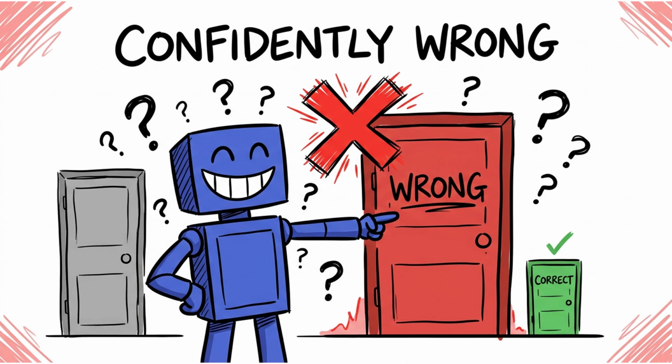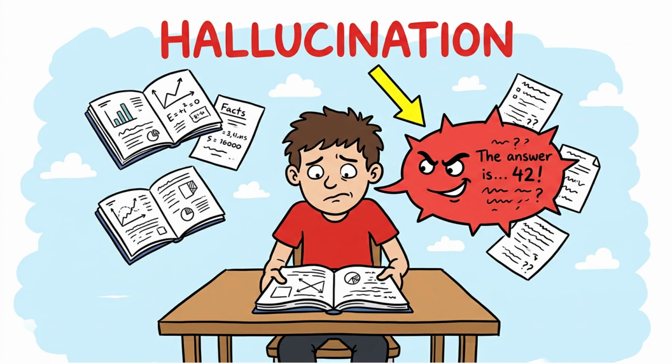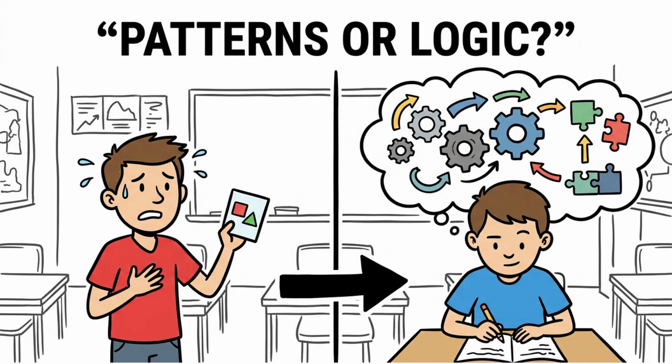It starts to guess. Sometimes those guesses are confident. Sometimes those confident guesses are completely wrong. Researchers call this a hallucination, but really, it's just the memorizing student, staring at a question that doesn't match anything in the textbook and answering anyway.